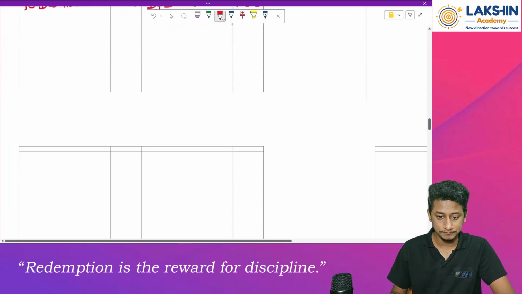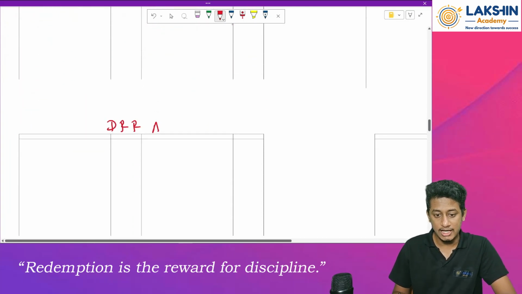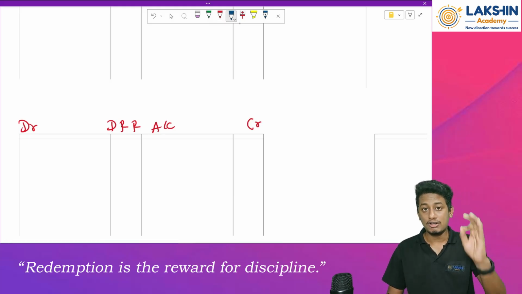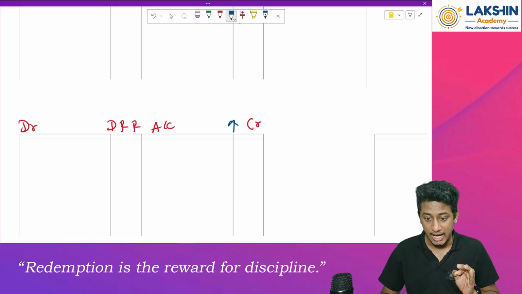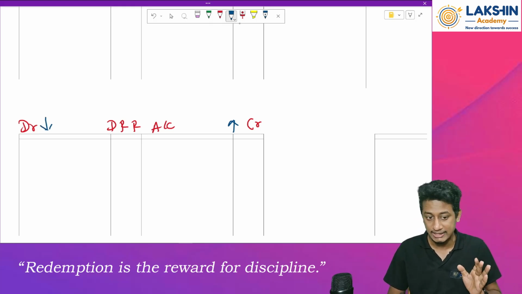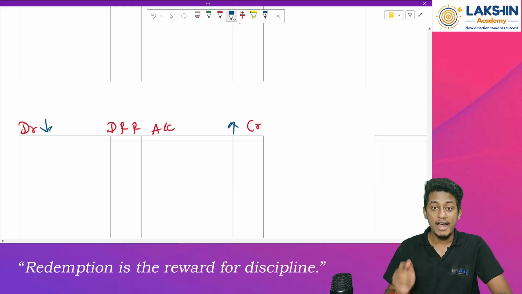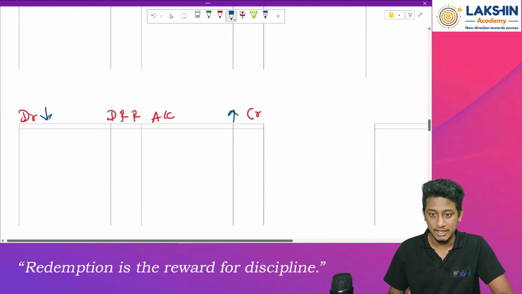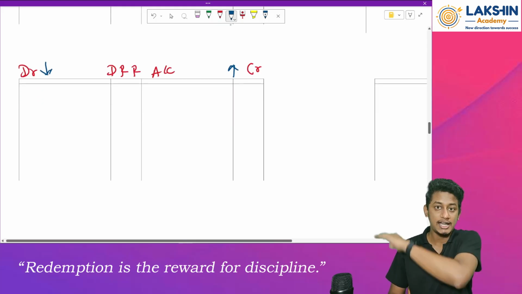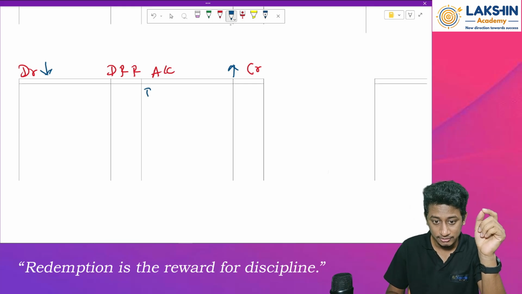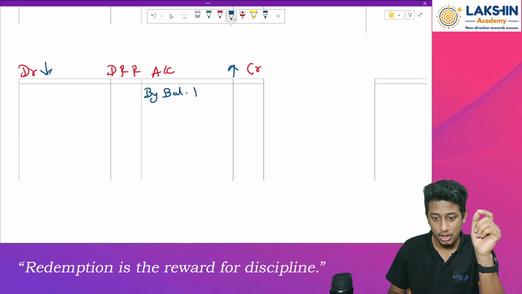Next account is what? DRR account. It is debenture redemption reserve account. So for the reserve account, what is the rule? Reserves are similar to a capital, so that means again on the credit side, whatever entry you pass will increase the balance, and whatever entry you pass on the debit side will decrease the balance. Okay, so now where will the opening balance be? What is the opening balance? The balance of DRR is rupees 25,000, right? So where will the opening balance come on? Credit or debit? On the credit side. So by balance brought down on the opening date rupees 25,000.